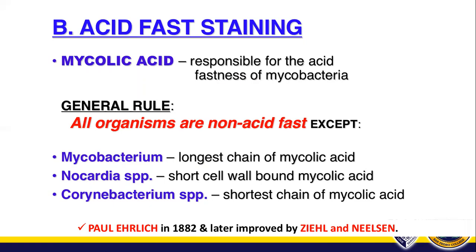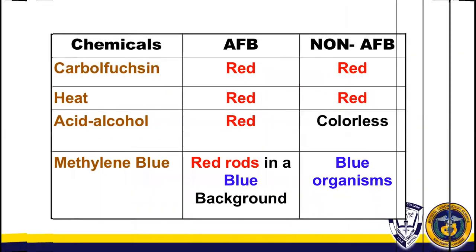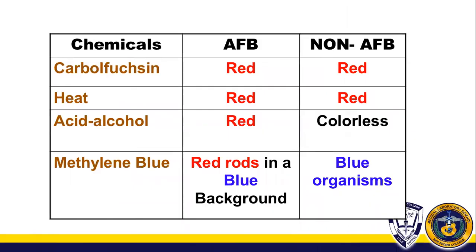The process was developed by Paul Ehrlich in 1882 and was later improved by the Ziehl-Neelsen method. So Paul Ehrlich created it and it was improved by Ziehl and Neelsen. The chemicals that are used in acid-fast staining are the following. Carbolfuchsin is used as the primary stain. If the cell walls have mycolic acid, carbolfuchsin binds well with this material.